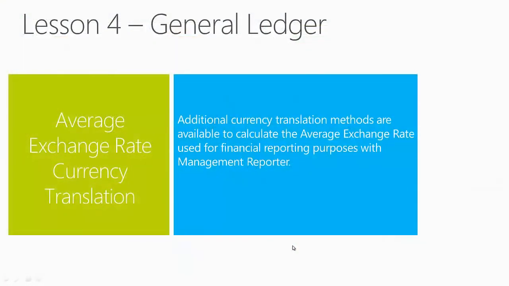Lesson 4 for General Ledger. This lesson outlines new functionality added to calculate an average exchange rate used for currency translation. Amounts will be converted from the functional values to a translation currency for financial reporting purposes in Management Reporter. Let's take a look at the new functionality in the multi-currency window.